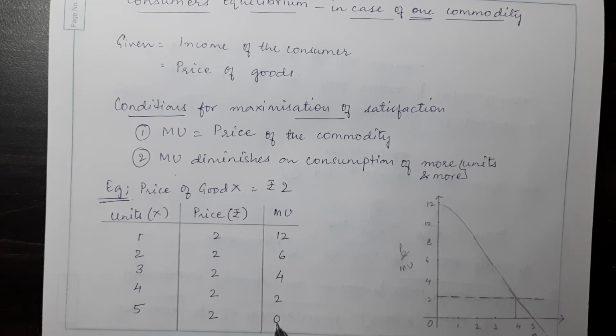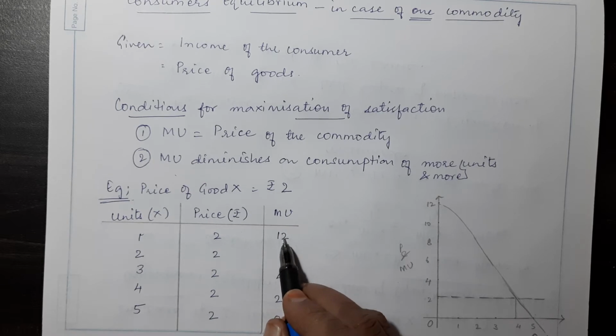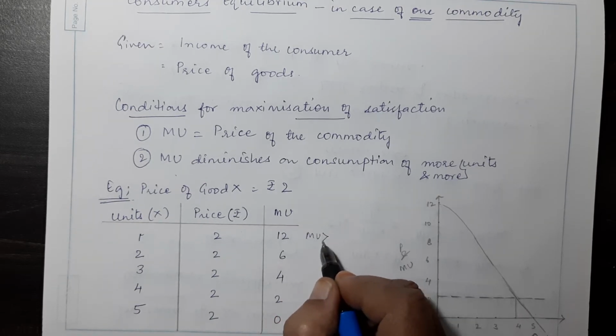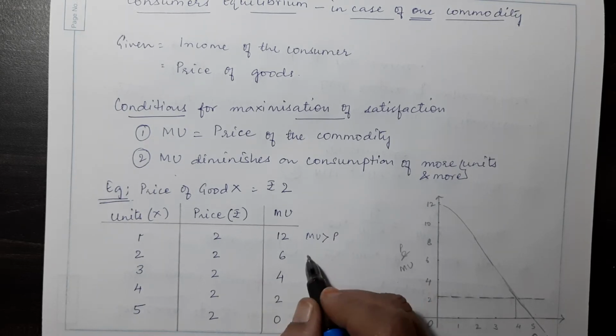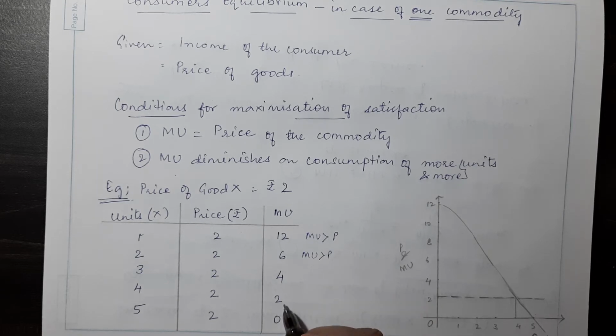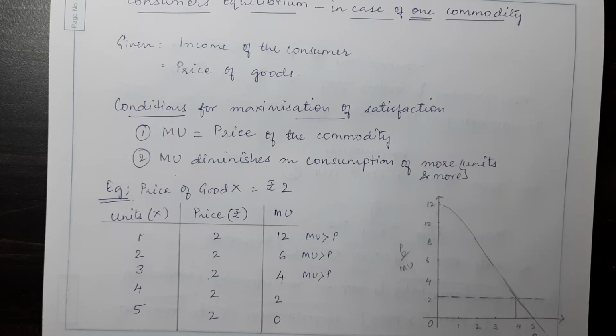Now, what we observe over here is that on the consumption of the first unit, his marginal utility is greater than price, isn't it? On the second unit also, the marginal utility is greater than price. On the third unit, we find that still the marginal utility is greater than price. 4 is greater than 2.